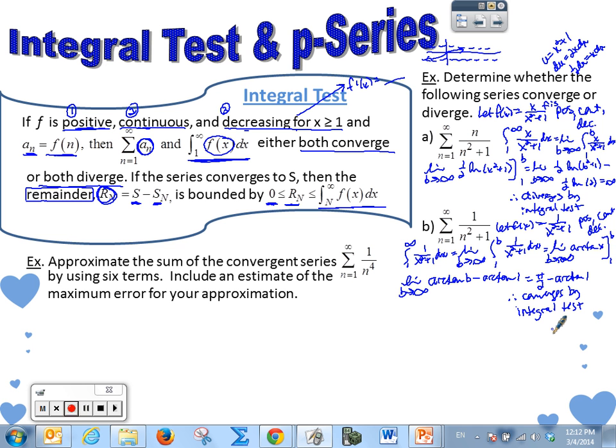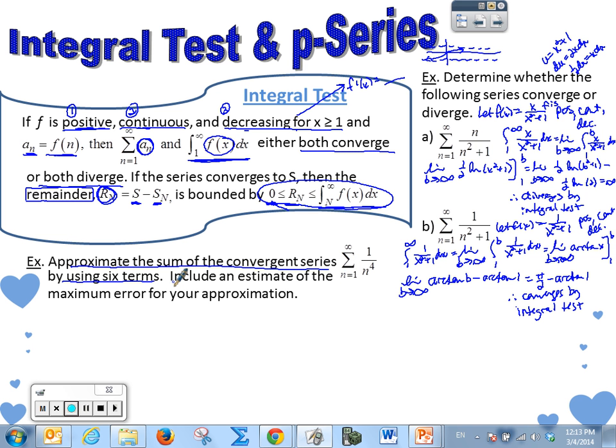All right. Let's take a look at the remainder. This formula right here, I am not going to require you to memorize that formula. If I want you to do the remainder, I will give you the formula. Okay, that's not one that we need to memorize. So let's see what it says. Basically that our error is bounded by 0 and this integral. What this example is asking us to do is first approximate the sum of the convergent series by using 6 terms.